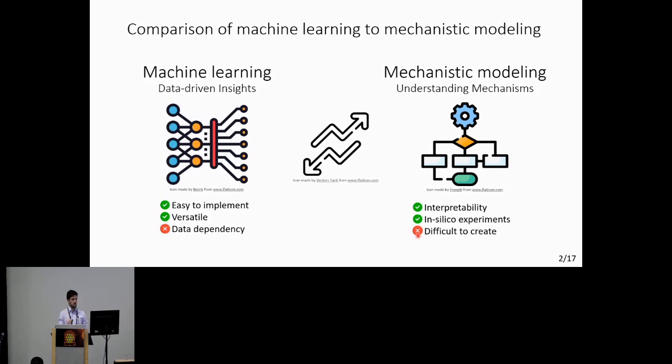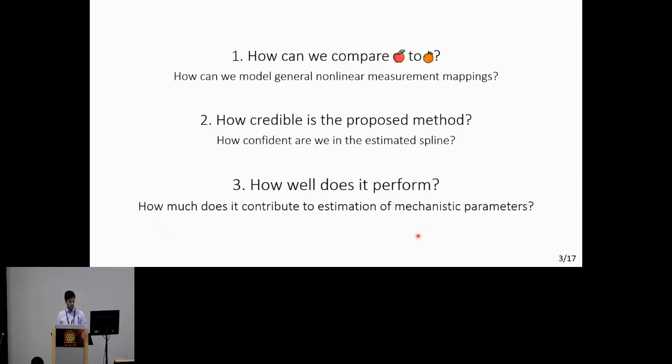And in this talk specifically, I'm going to talk about one common mistake that is made when creating these models. So the main question that I'm going to answer today is how can we compare apples to oranges? I'm going to go in a little bit more detail on what these questions represent, actually. And then two more questions about the credibility of the proposed method, and lastly, about the performance of the method.